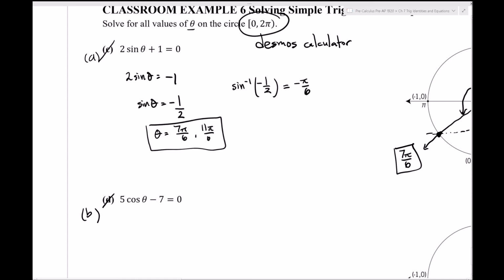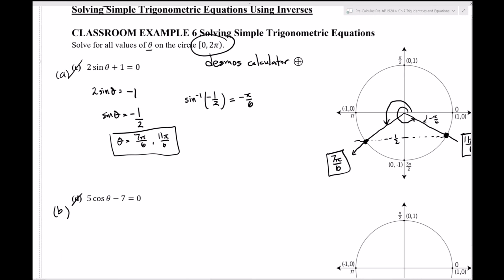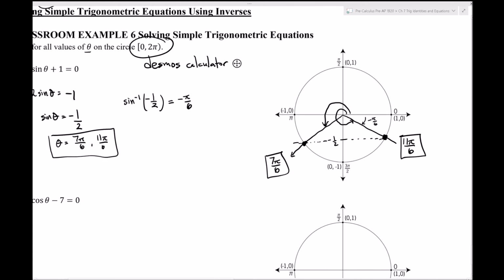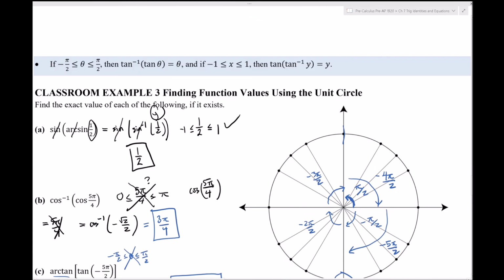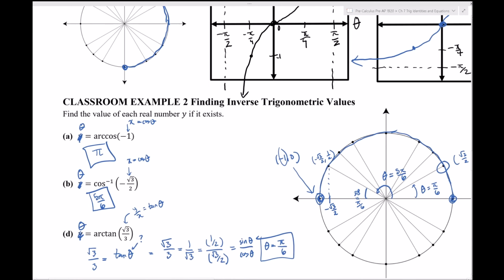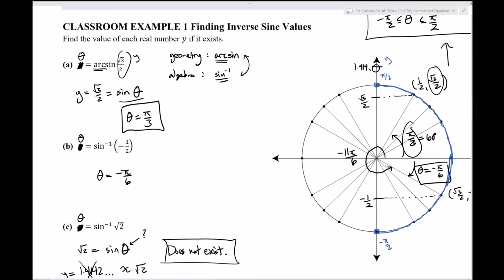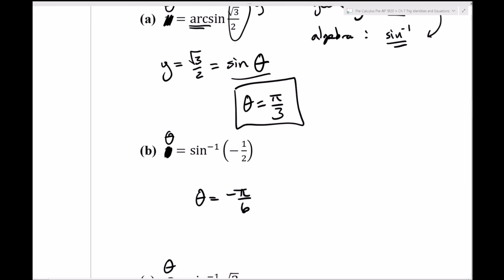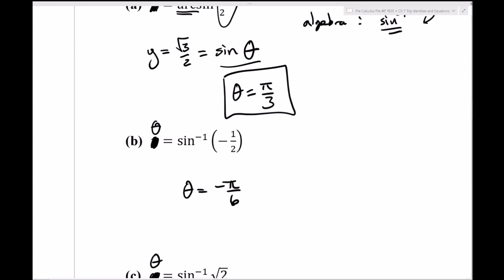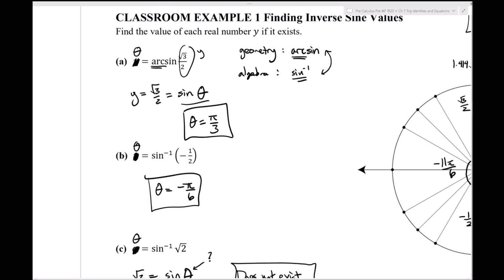So then a very, very common question that should pop up in your heads: how come here I have to change the negative pi over 6 to an 11 pi over 6, and before, in example 1, I think we had the exact same question, sine inverse of negative 1/2, and we kept it as negative pi over 6?